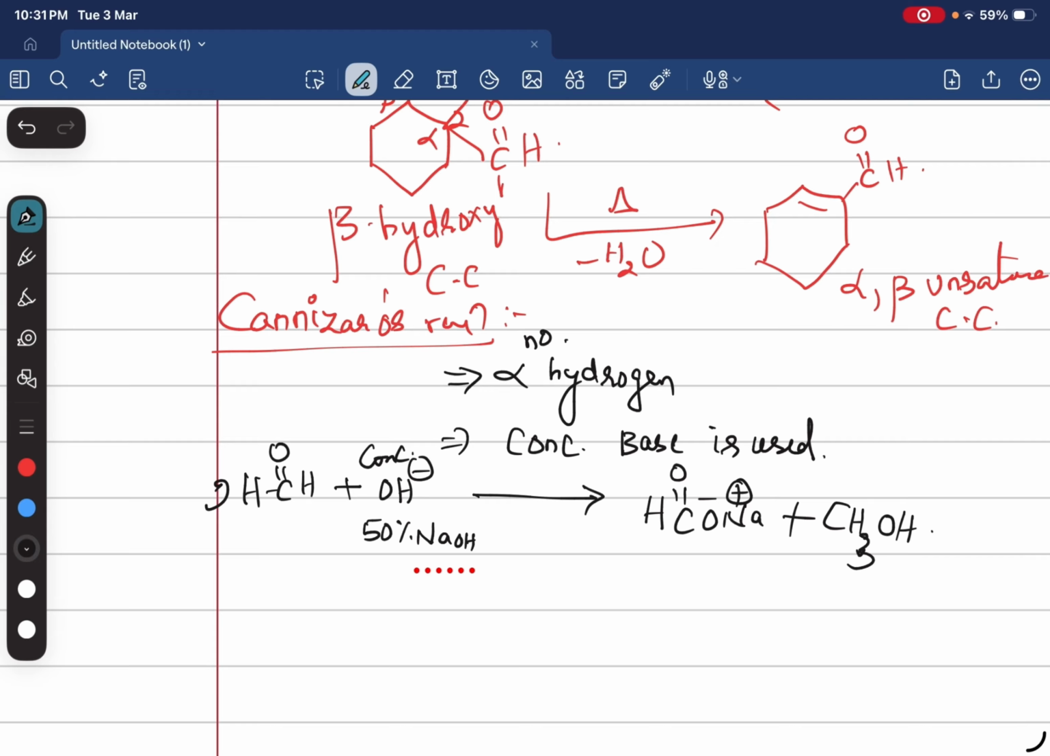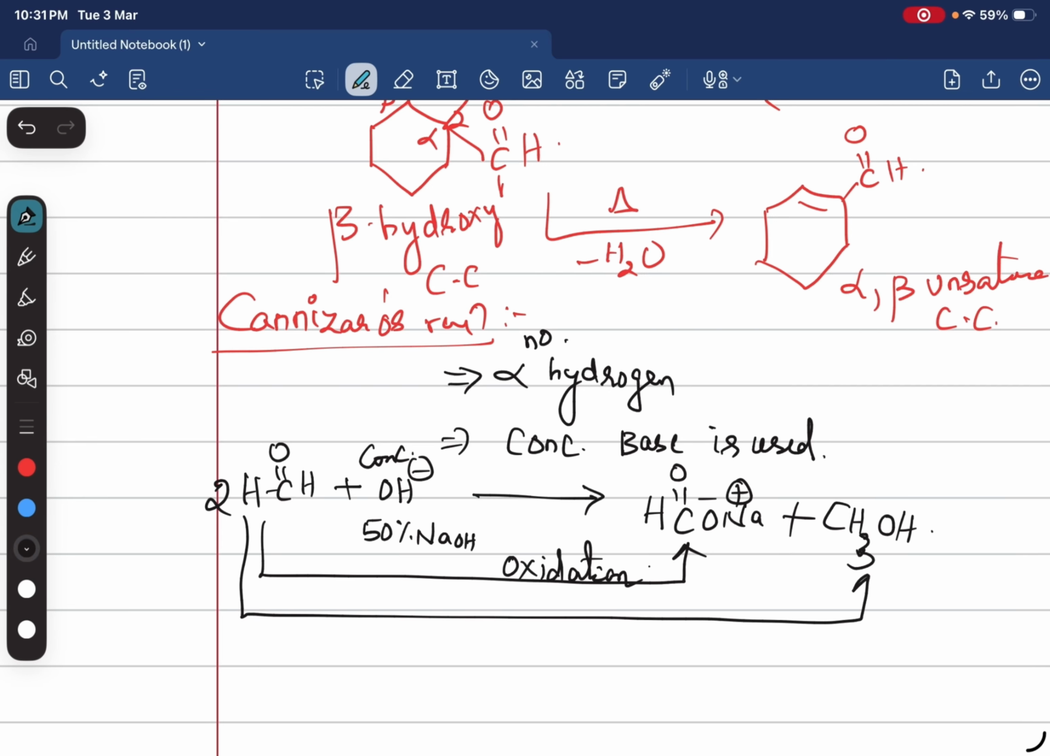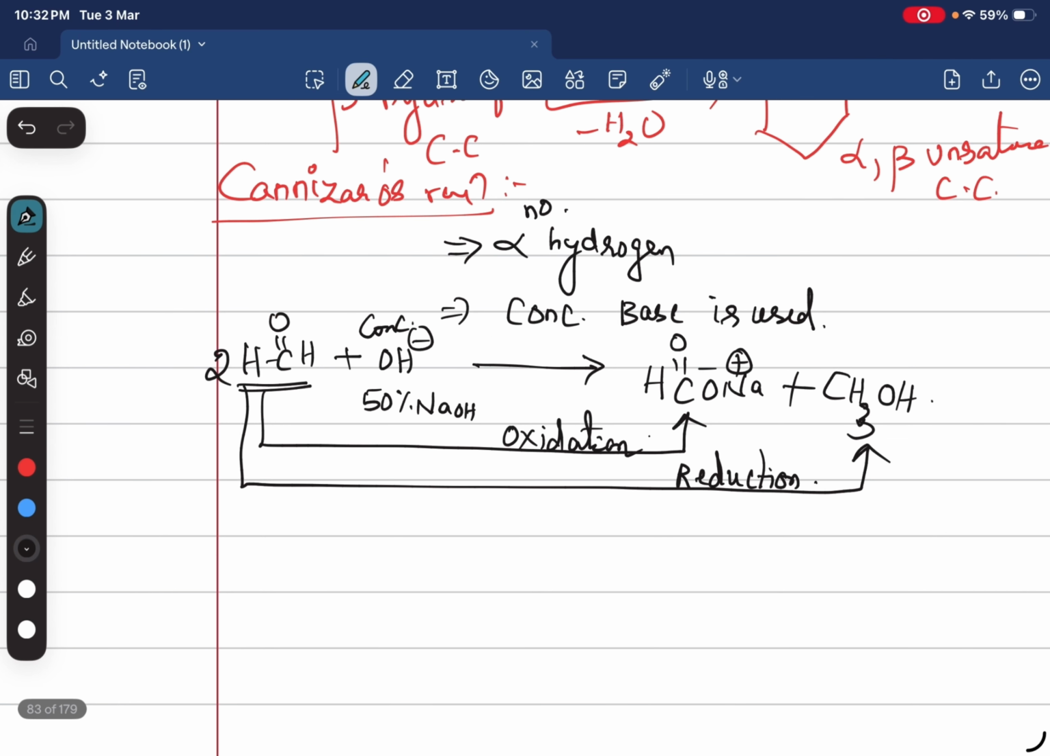Here you will take 2 moles. The same reactant undergoes oxidation, because aldehyde to acid means oxidation, gain of oxygen, and in the same way aldehyde to alcohol is a reduction process. So the same reactant undergoing oxidation and reduction is called a disproportionation reaction.